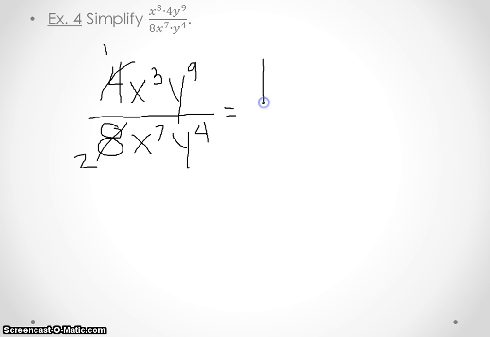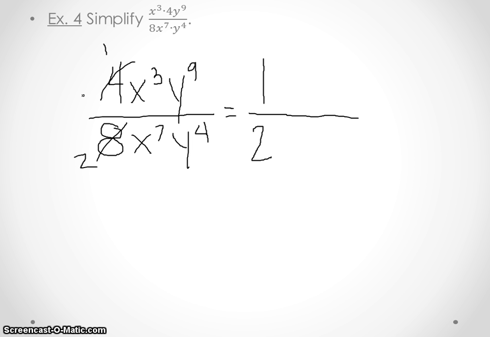I'll put 1 upstairs, and then I'm probably going to have more stuff over here, so I'll make a big fraction bar. And then 1/2. It's 4/8 is 1/2. Now those are just simple numbers. We treat those normally like we would. Now here, this isn't 3/7. This is x to the 3rd over x to the 7th.